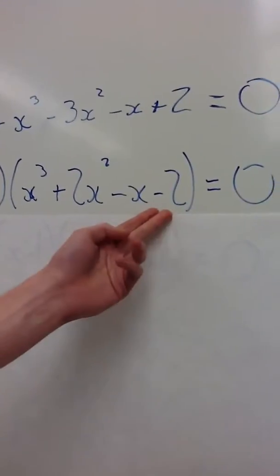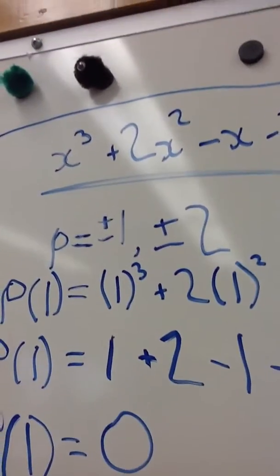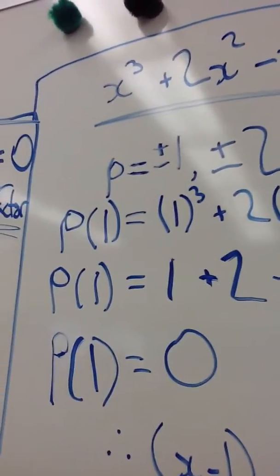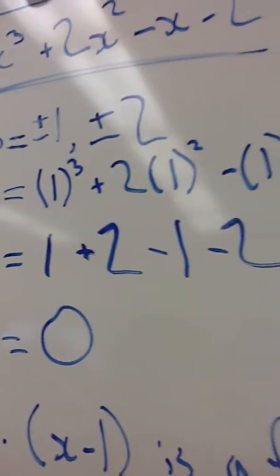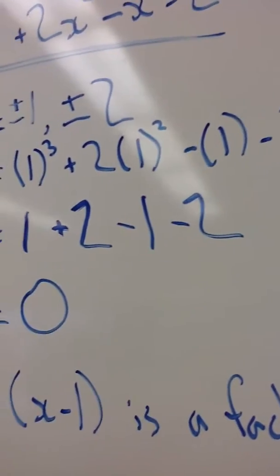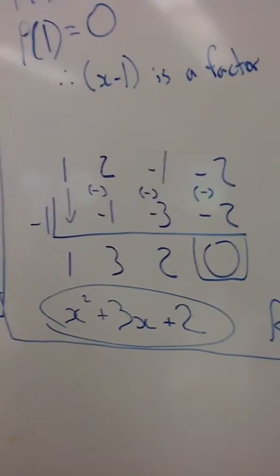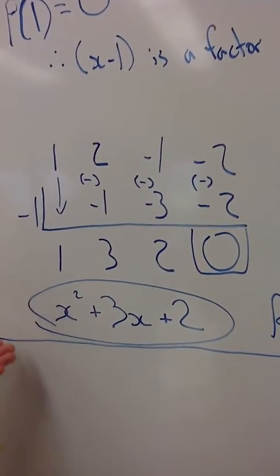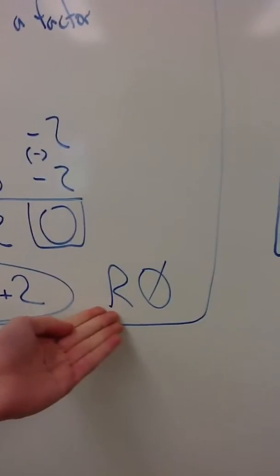So first we have to find the p-values using the last term. Since the last term is negative 2, the p-values are once again plus or minus 1 and plus or minus 2. So we started with 1, and once again the value of p at 1 ended up equaling 0, which tells us that x minus 1 is a factor. So we used synthetic division once again, following the same process from before, and that gave us our new equation of x squared plus 3x plus 2 with a remainder of 0.